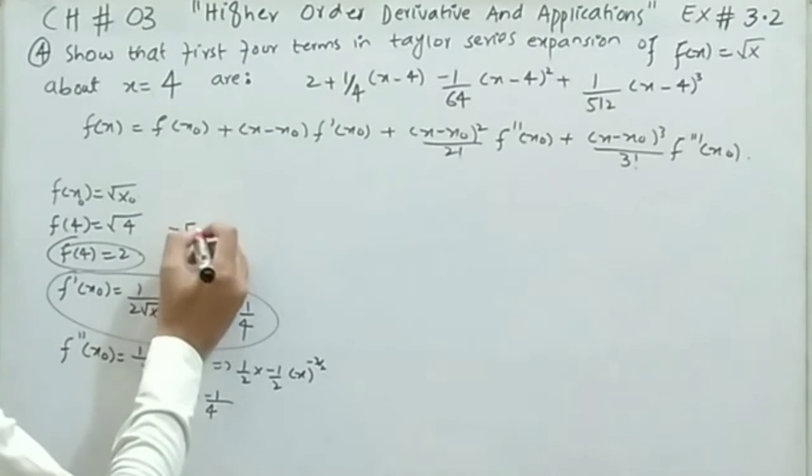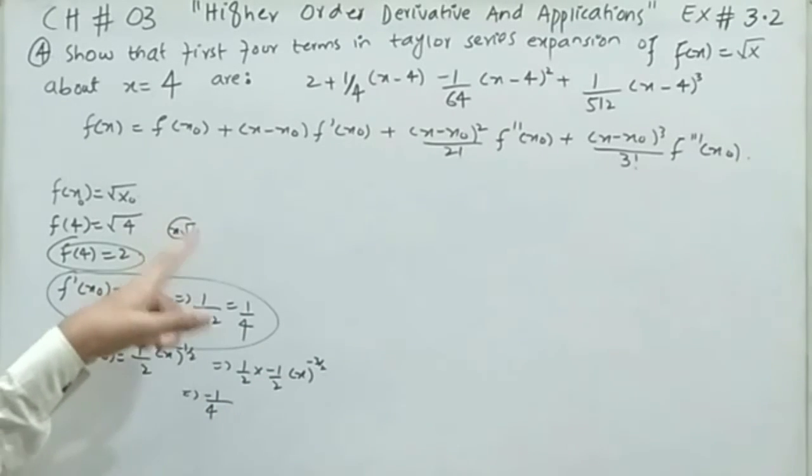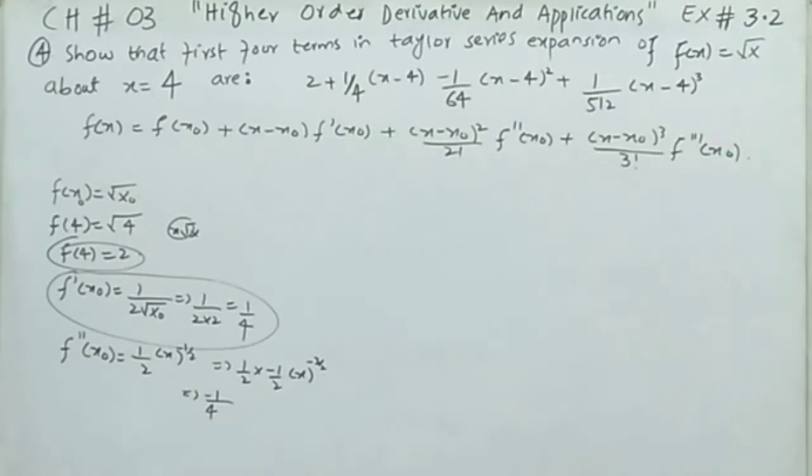The power is negative 3 by 2, so by moving to the denominator, the power becomes positive. It can be written as x root x, that is x power 3 by 2. So x is 4 and under root 4 is 2. So 4 multiplied by 2 will give us 8. So the value is minus 1 by 32. This is f double prime of x naught.